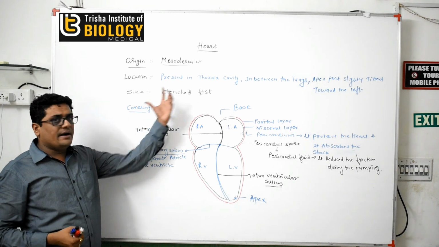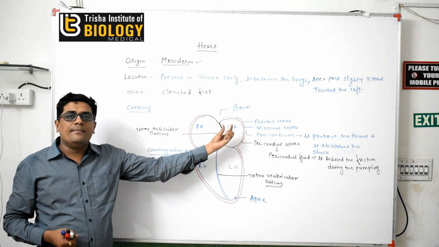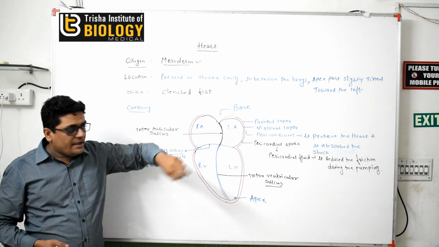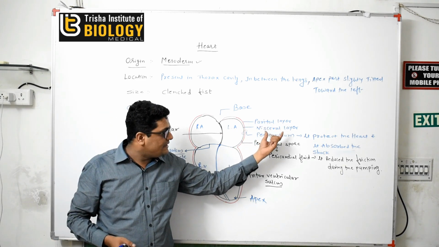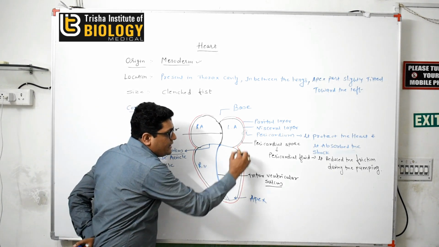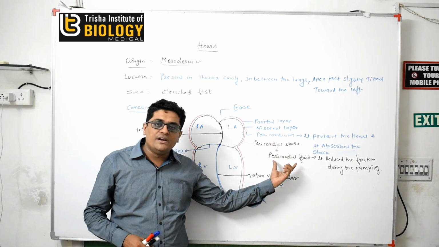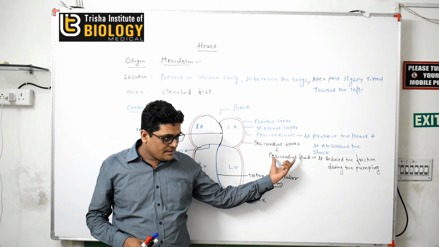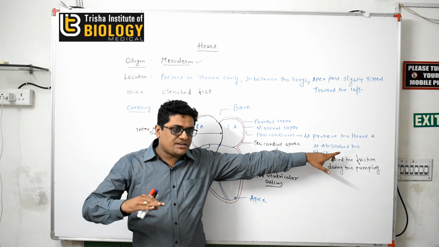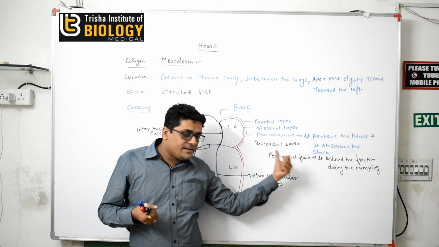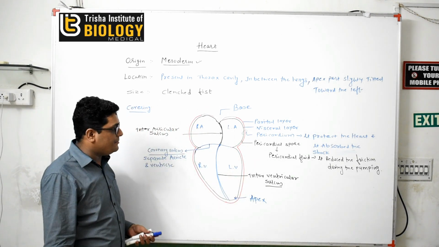Then the size of the heart is a clenched fist. The whole heart is covered by the double layer wall called the pericardium. In the pericardium, the outer layer is known as the parietal layer and the inner layer is known as the visceral layer. In between these two layers there is a space called the pericardial space, filled with the fluid known as pericardial fluid. What is the role of the pericardium? It protects the heart from external shock, and the fluid present in the pericardial cavity reduces the friction during the pumping of the heart.